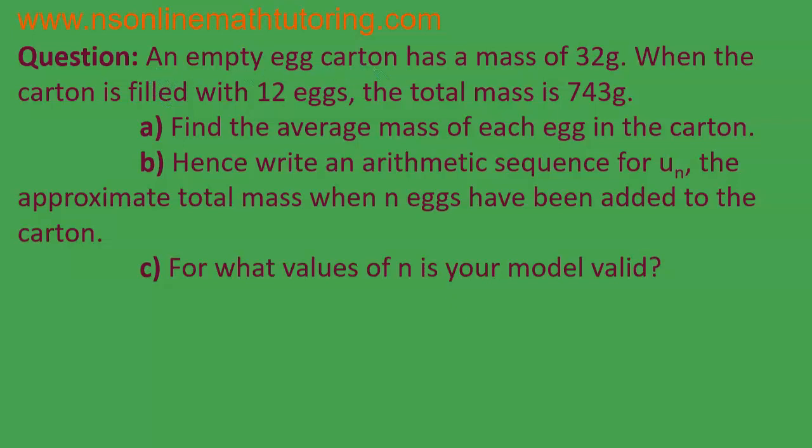An empty egg carton has a mass of 32 grams. When the carton is filled with 12 eggs, the total mass is 743 grams. The empty carton's mass is 32 grams and the carton filled with 12 eggs is having a mass of 743 grams. The first subpart says that find the average mass of each egg in the carton. Again, we will be approximating the mass of each egg. Obviously, they will not be having the same mass. This is where the approximation is coming. Okay.